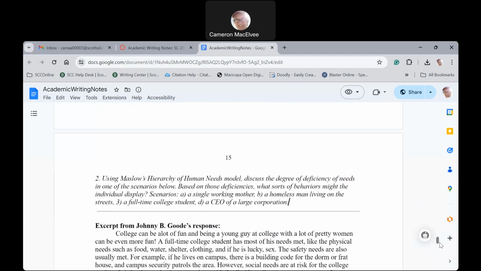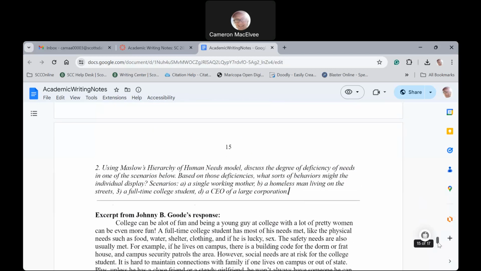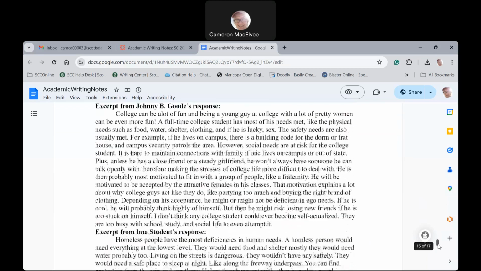Now, many of you may not have had Psych 101 yet, or you're unfamiliar with Maslow's hierarchy of needs. It starts at the bottom with physiological needs, and then goes to safety needs, and then social needs, social belonging, love needs, ego needs, and self-actualization. So that was the hierarchy they had to discuss.